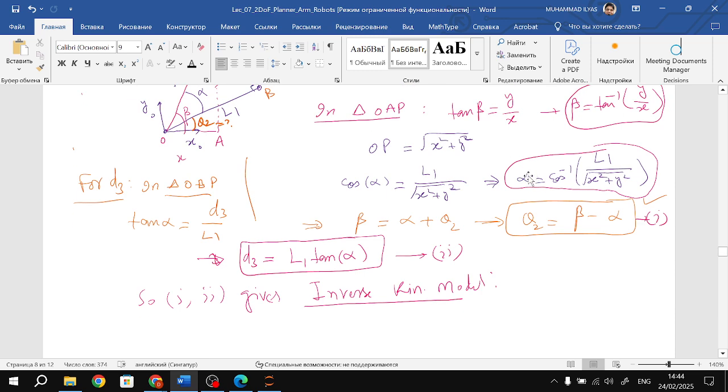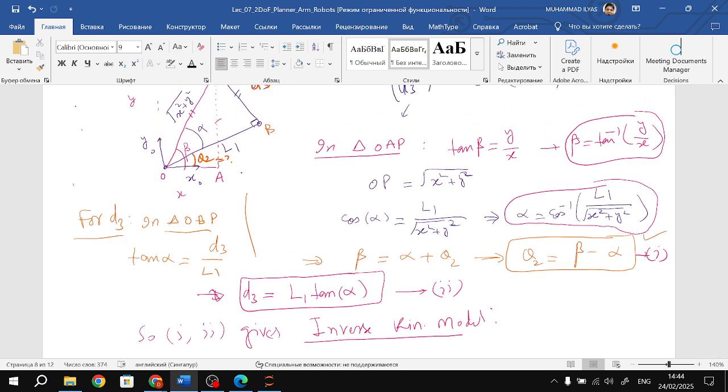Theta 2 what? No, we're trying to find theta 2. We find alpha and beta, and now we know theta 2. Because we first find this. Our goal is to find theta 2, but we cannot find it directly. We can find it some other way, but this is one way: we first calculate beta, then we calculate alpha, and then beta is equal to alpha plus theta 2 from this triangle, and then we can calculate theta 2 from here.